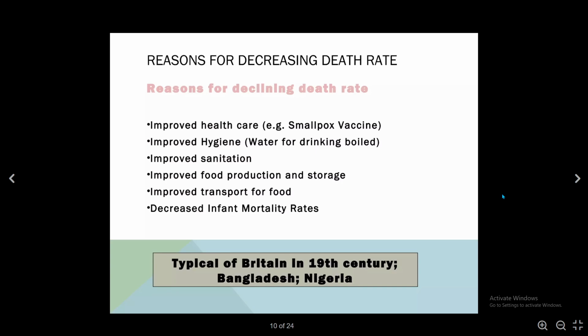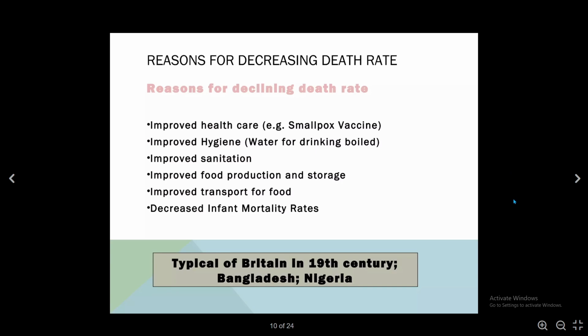So why does the death rate start declining? Normally we have an improvement in healthcare. Now, I'm not saying that we have healthcare like we do here in Australia or other developed nations, but we have some sort of healthcare comes in, some form, that's going to decrease the death rate. We can have improvement in hygiene. Water for drinking might be boiled. Improvement in sanitation, so maybe the development of toilets. Improved food production and storage. Improved transport for food, and decreased infant mortality rates.